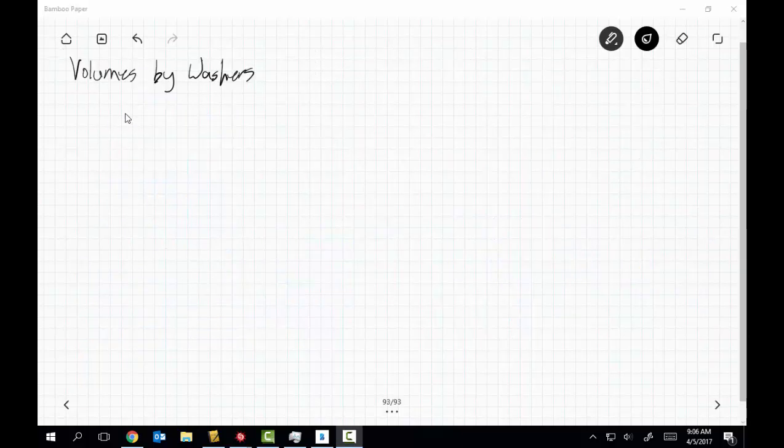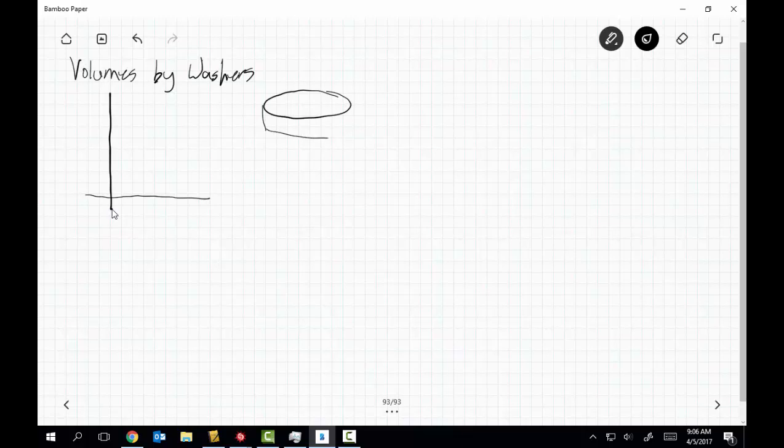Okay, now let's talk about volumes by washers. Let's think about what a washer is. Isn't it a small disc? It's actually more like a compact disc, but with a hole cut out of the middle, like you would have down here. That's a washer. So what we're doing in volumes by washers is we're taking some function f of x and another function g of x, going from a to b, and rotating that through 360 degrees.